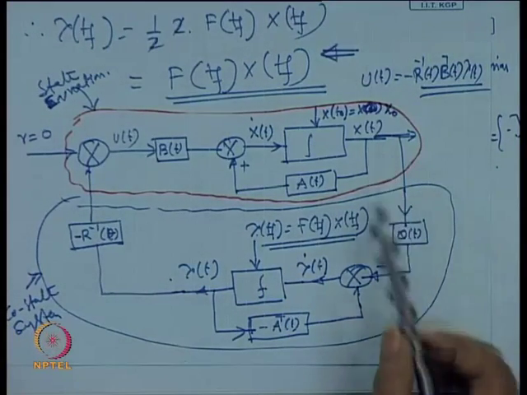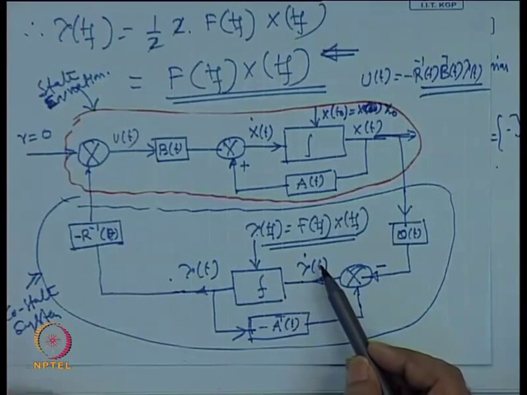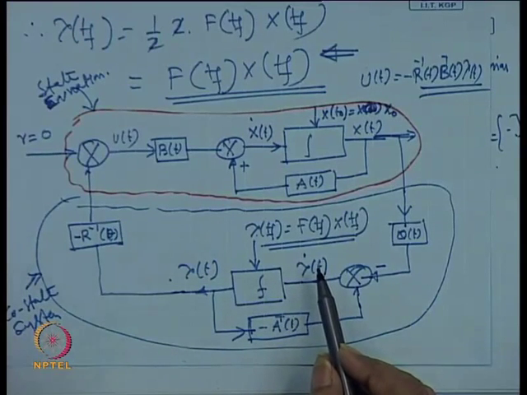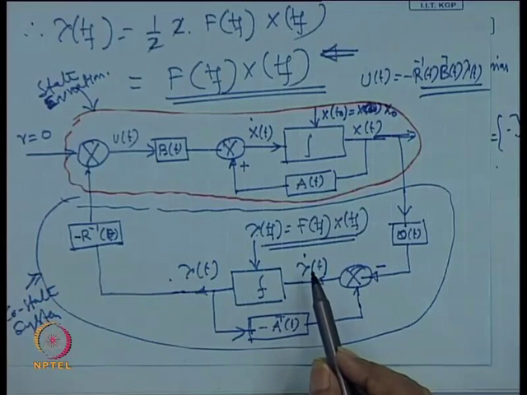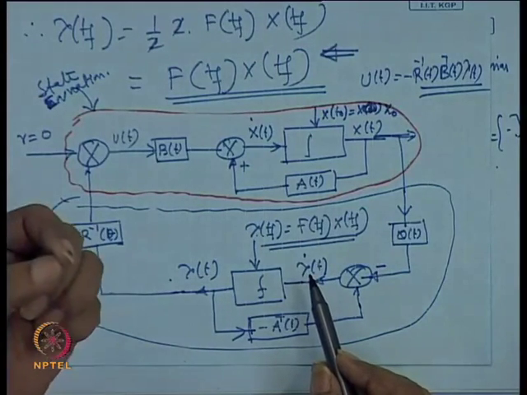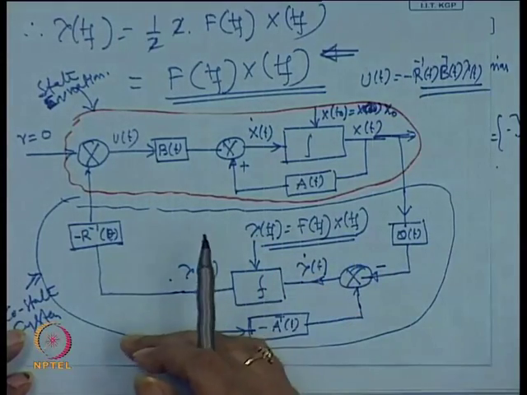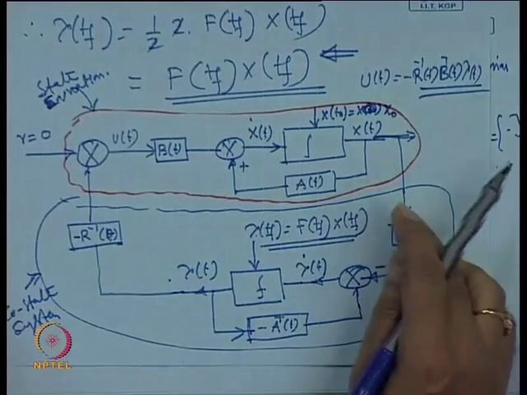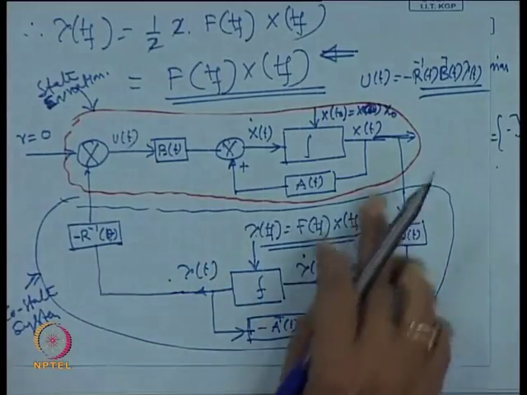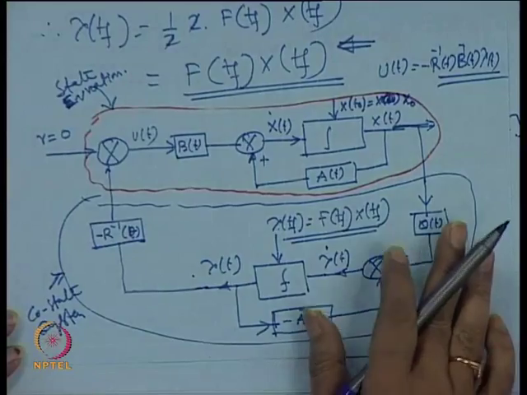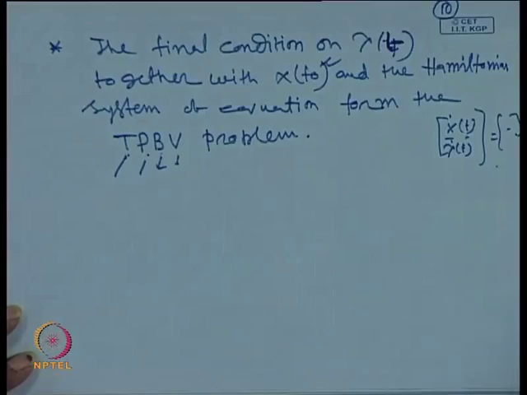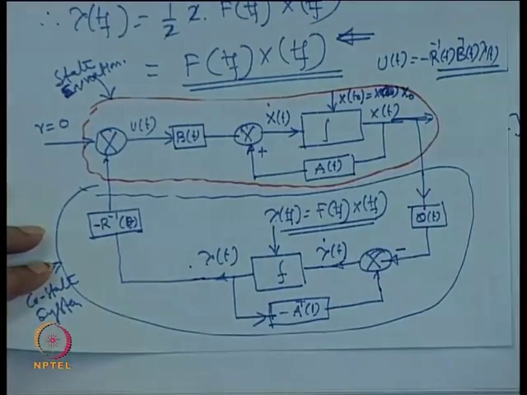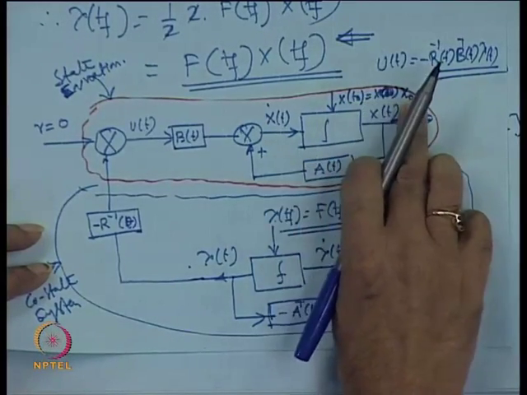At t is equal to t f, if you know the lambda of t f value, then I can find the previous state, t f minus T if the step size is T, by solving the differential equation in the backward process. And this whole thing is dependent on x of t 0. If x of t 0 changes, then the solution also changes. Next question is how you will solve these problems. If you see carefully, this is an open loop solution, in the sense that it depends on x of t 0, that is x of 0.